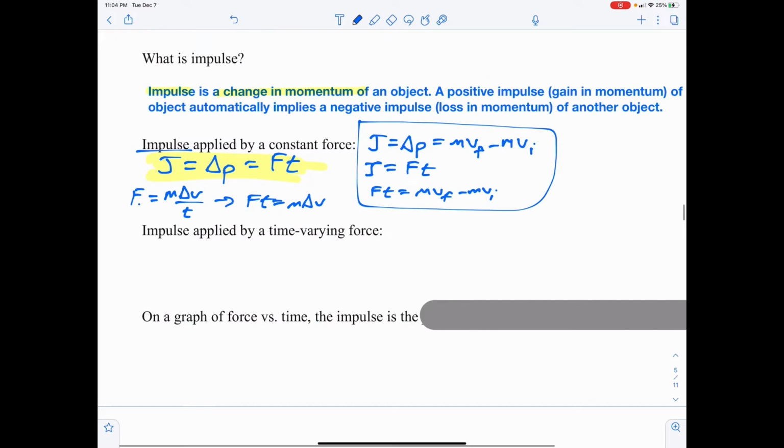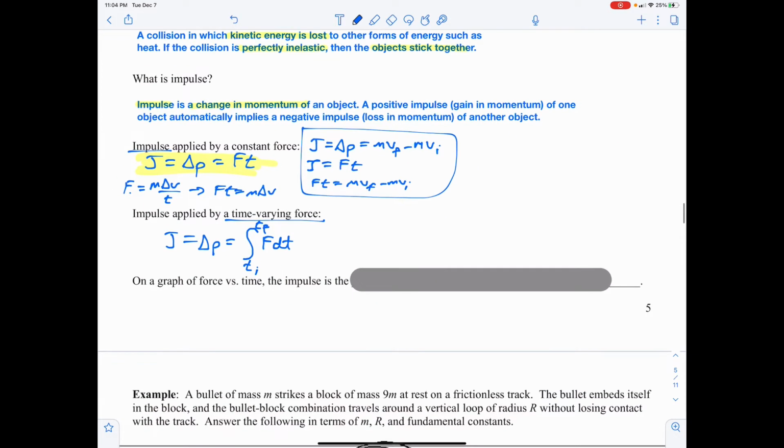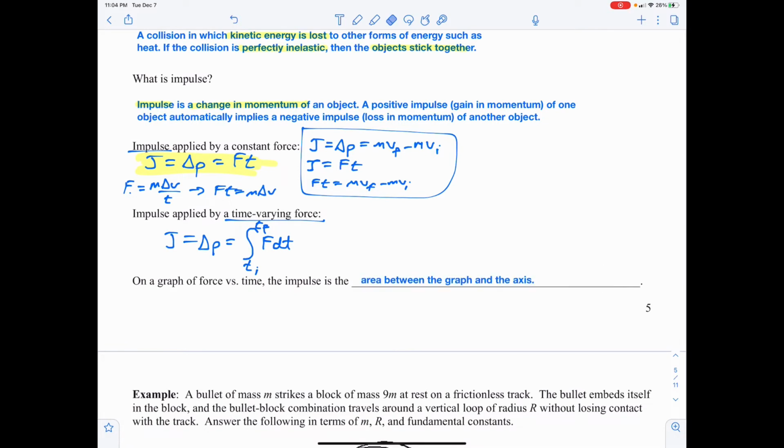So how about impulse due to a time varying force? Well, that would be, again, the change in momentum, but it's going to be the integral of the force function with respect to time, from some initial time to some final time. And so on a graph of force versus time, the impulse is the area between the graph and the axes.